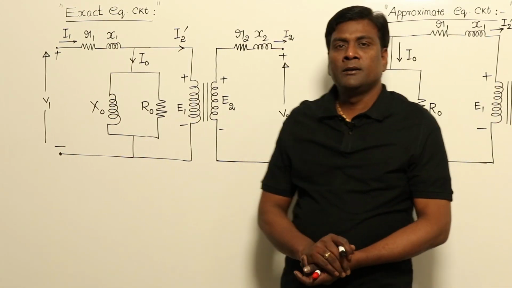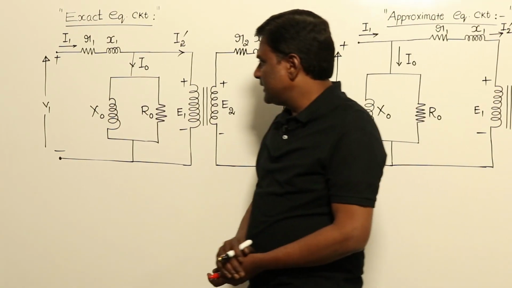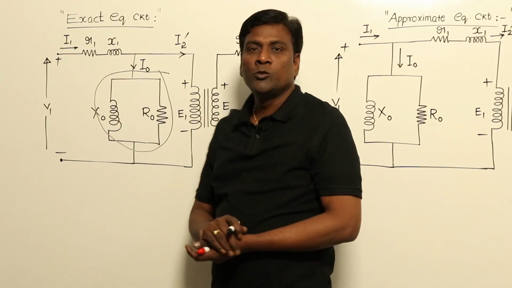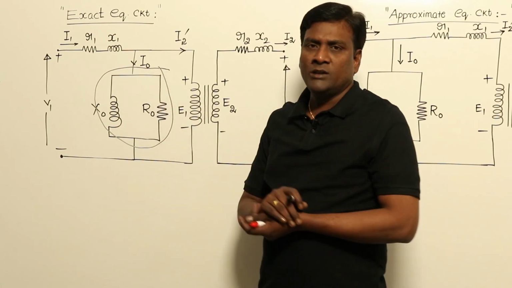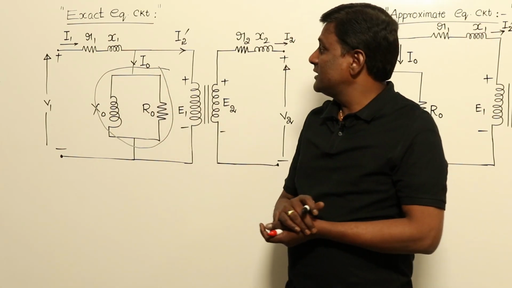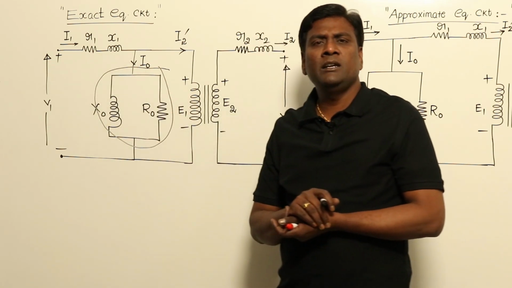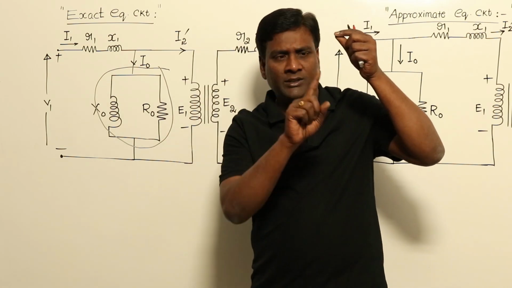Let us start our exact equivalent circuit, building of exact equivalent circuit. R naught and X naught we already modeled, like no load current. So through this no load current will flow, and whenever the winding is carrying some current, automatically winding copper losses should be there. Okay, so winding will be like this.